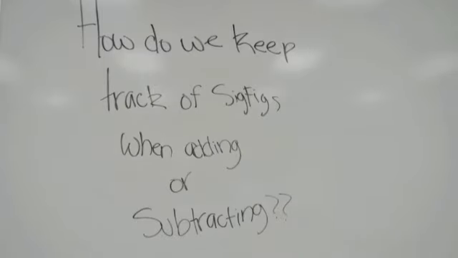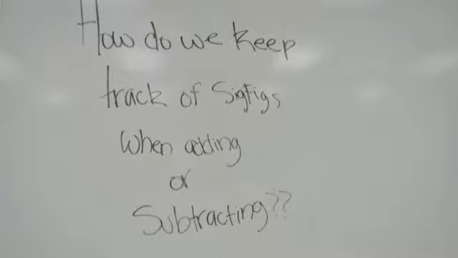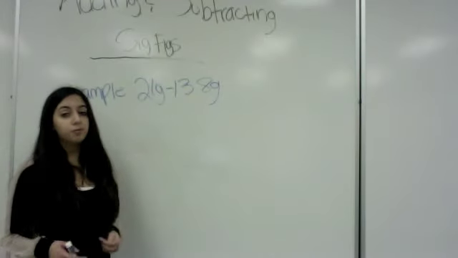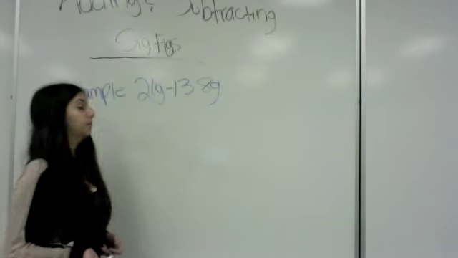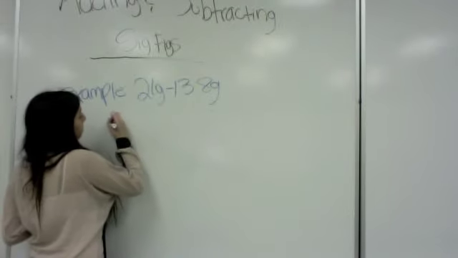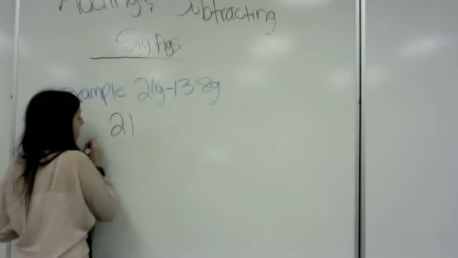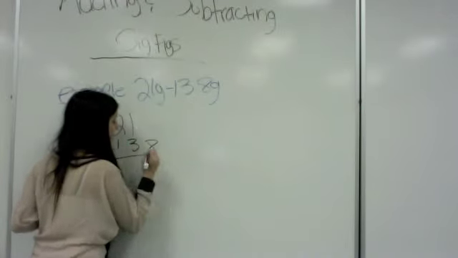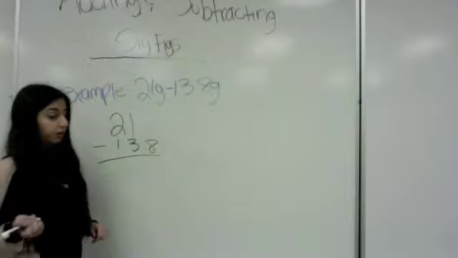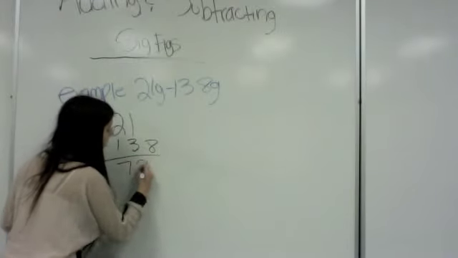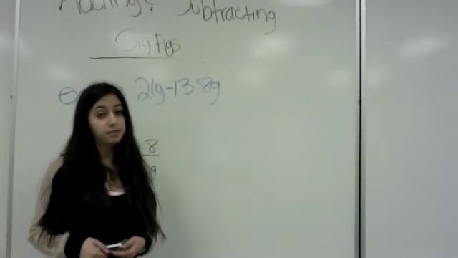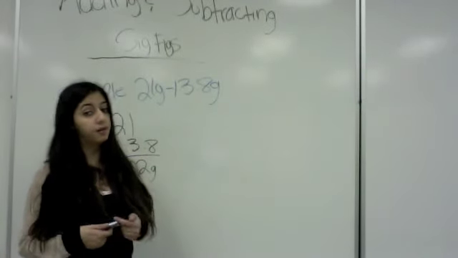How do we keep track of sig figs when adding or subtracting? Let's keep track of sig figs while using this subtraction example. Now what we have to do here is treat this problem just as any other subtraction problem. So what we would have is 21 minus 13.8. And our answer would be 7.2 grams.